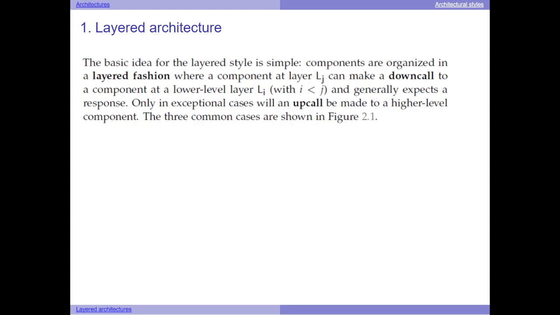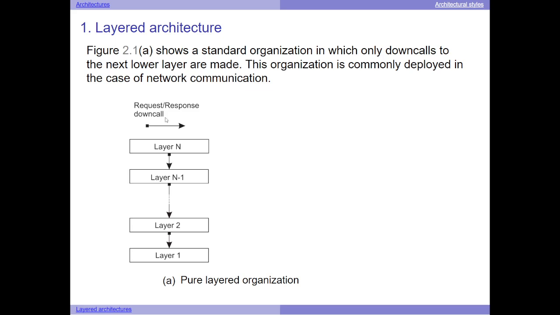The basic idea for layered architecture is simple. Components are organized in a layered fashion where components at each layer make a down call to a component at the lower level. So if a component is here, it will call the lower component. It's like a hierarchy. If you see the diagram here, it starts from layer N, and the topmost layer will call the layer below it, then the layer below, and so on and so forth.